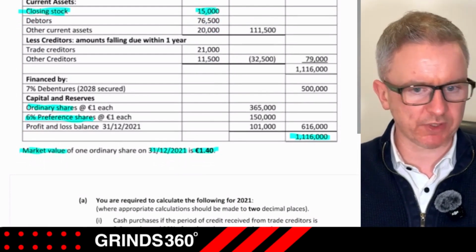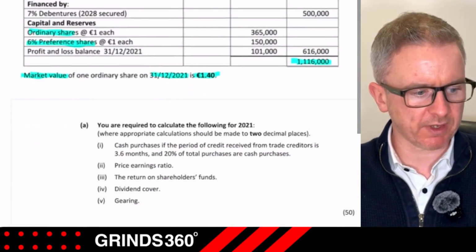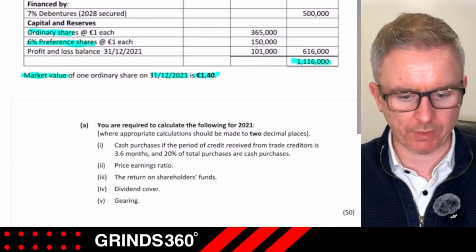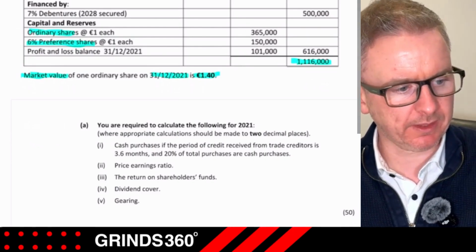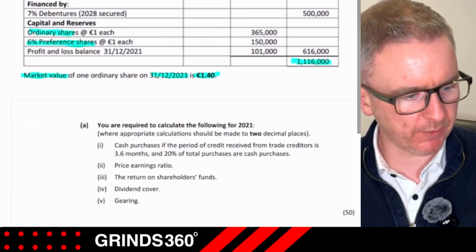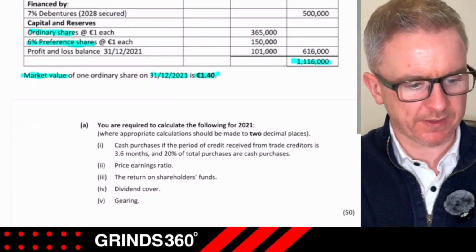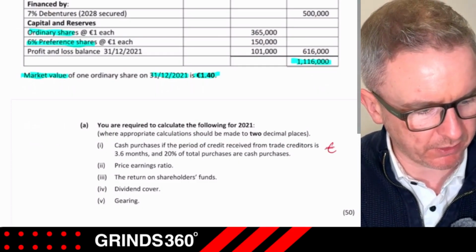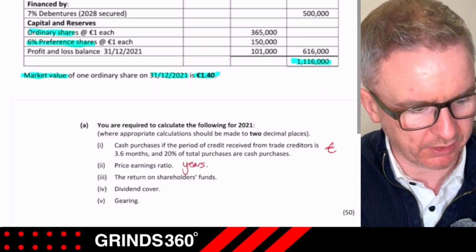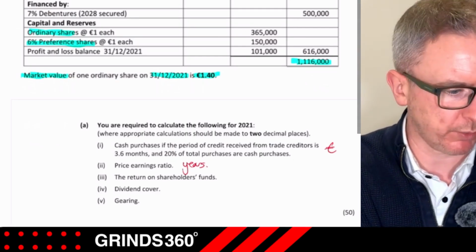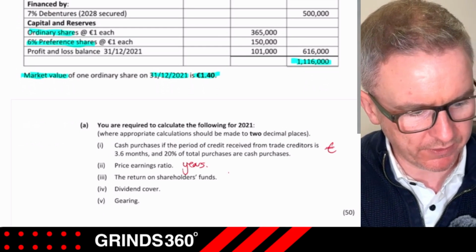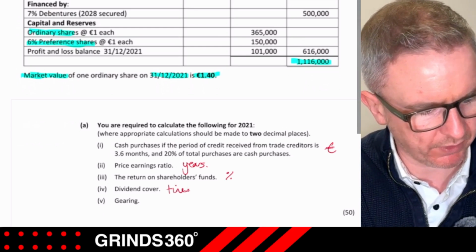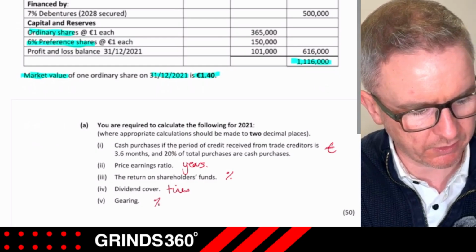So they're looking for cash purchases in this case. They're looking for price earnings ratio, the return on shareholders' funds, dividend cover, and gearing. Now, one thing that might be useful to you is if you come along and you say, right, cash purchases. So that's going to be a monetary amount. So put a little euro sign on it. Price earnings ratio, that's going to be in years. So the number of years it would take to recoup the value of the share. The return on shareholders' funds is going to be a percentage. Your dividend cover, it's going to be the number of times that you've covered your dividend. And then your gearing is going to be a percentage.